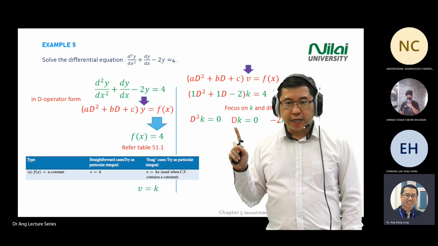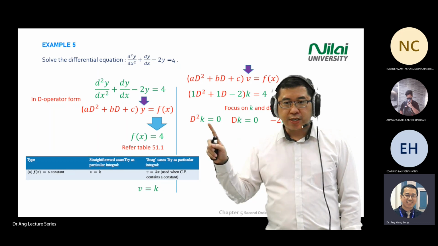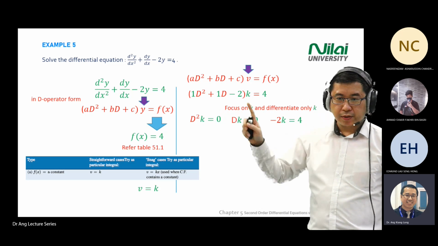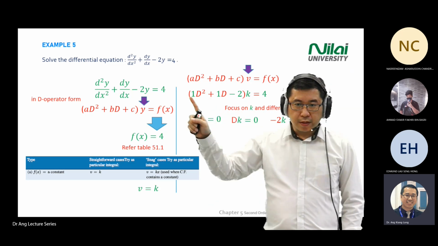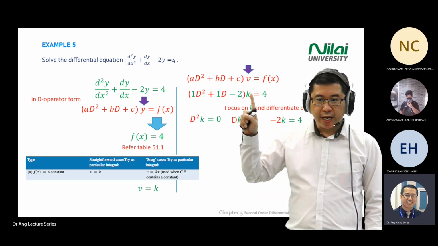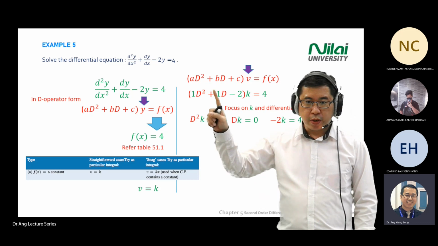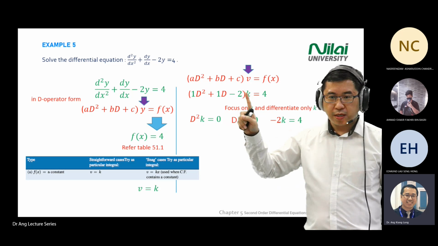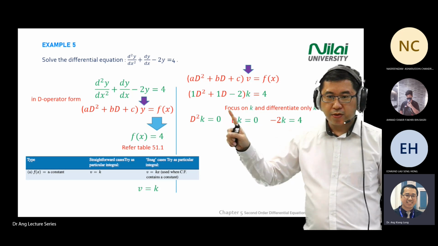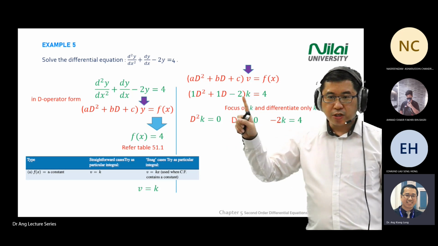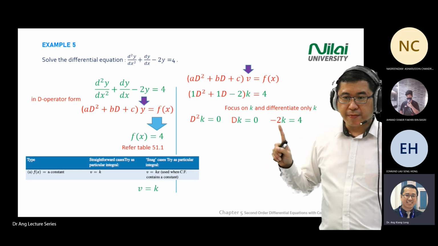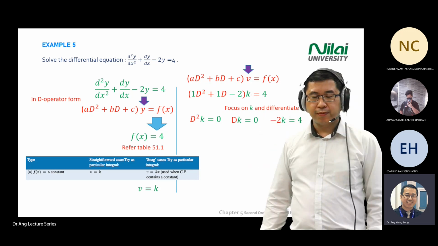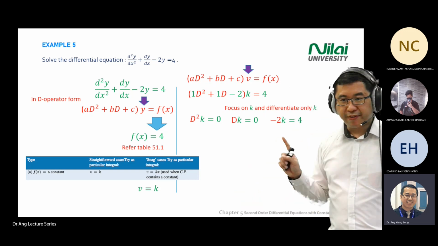Next. Once you get your Dk 0, D squared k 0, you substitute inside the equation. D squared k equals 0. Dk 0. Minus 2k, you still have minus 2k, equal 4. That's why you arrive at this equation.